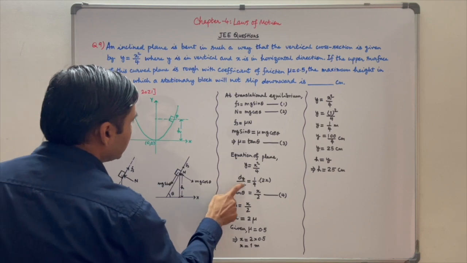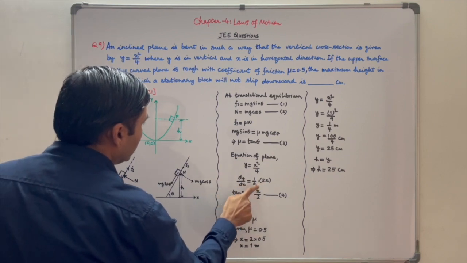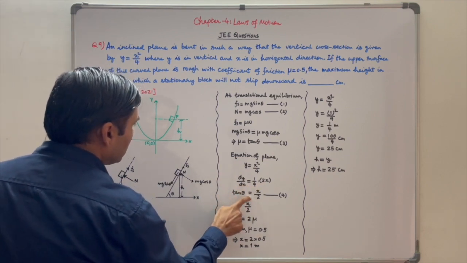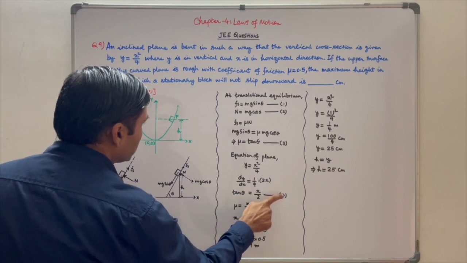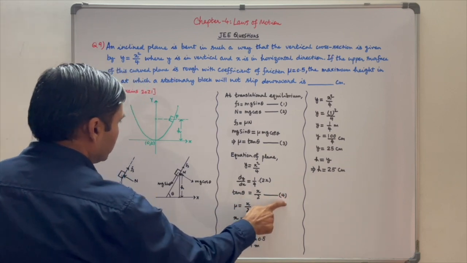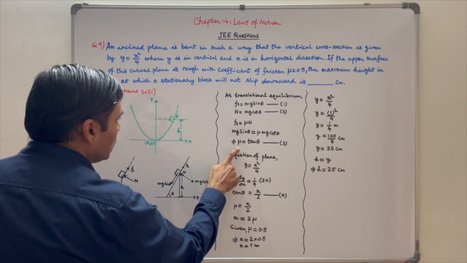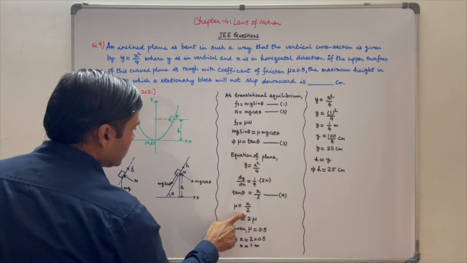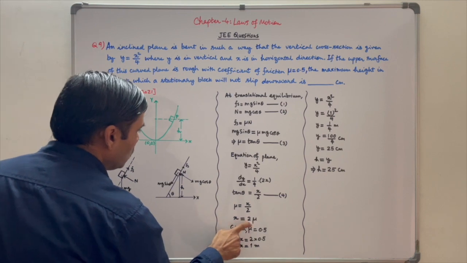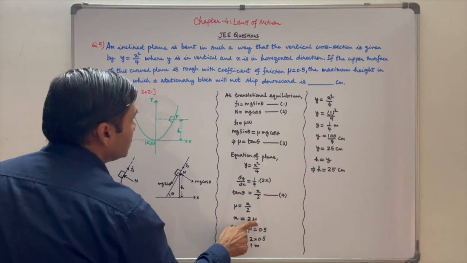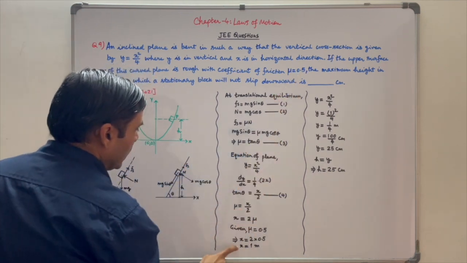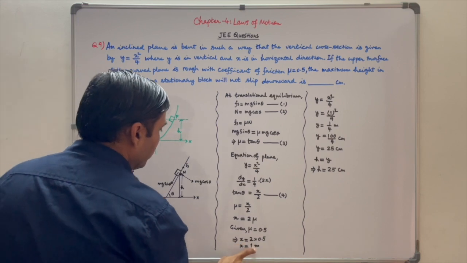So dy by dx is equal to x by 2, or tan theta is equal to x by 2. This is equation number 4. From equation 3, tan theta is equal to mu. So mu is equal to x by 2, or x is equal to 2 mu. Value of mu is given as 0.5. So x is equal to 1 meter.